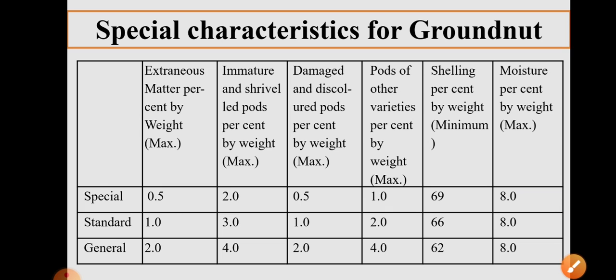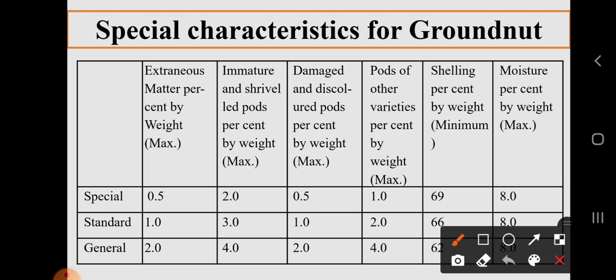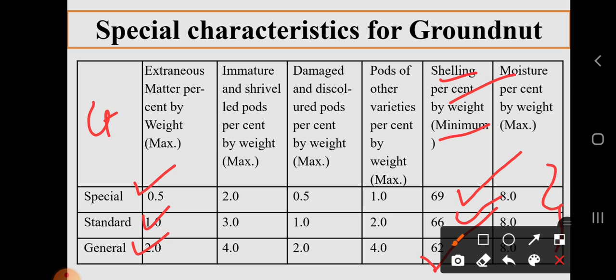So these are the special characteristics required for the grading of groundnut. In this slide, you have to remember only these things. Groundnut is graded under 3 categories: special, standard and general. For minimum shelling percent, under the special grade it should be more than 69%, under the standard grade more than 66%, and under the general category more than 60%. For all grades, the moisture content should not exceed 8%.